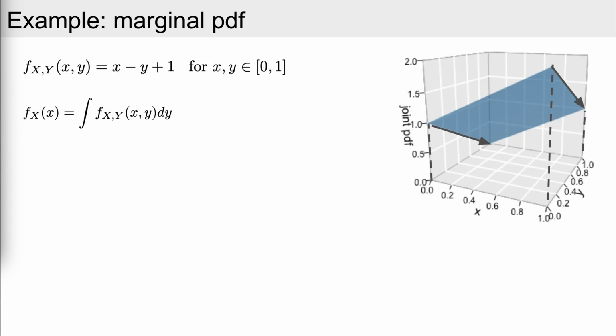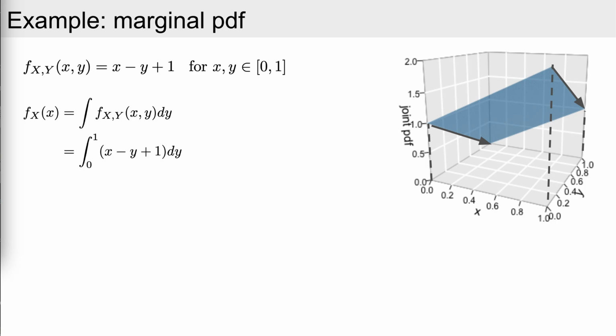Let's try it. To obtain the PDF for x, we can integrate the joint PDF f of xy across all y values. This idea is represented by the arrows in the plot. Each arrow has a fixed x value but sweeps across the PDF along the entire range of y values. The PDF of the corresponding x value of the arrow is then the density accumulated across this range.